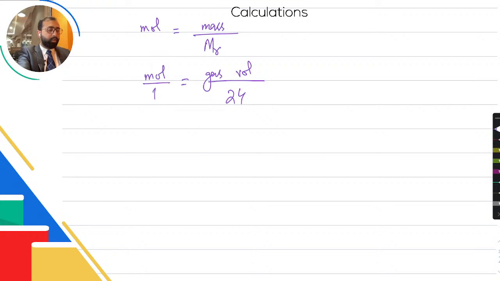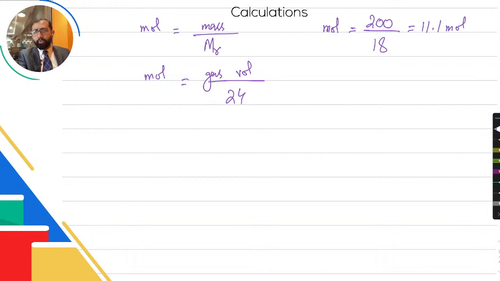Sure, no problem. So let's do that same problem. We had 200 grams of water that we boiled, and we want to know what will its volume be. Let's do it with the first formula. I have 200 grams of water. So I'll start with the first formula, that it's 200 divided by 18 to figure out how many moles I'll get. Okay, 200 divided by 18 is 11.1 mole. That is the number of moles of water.